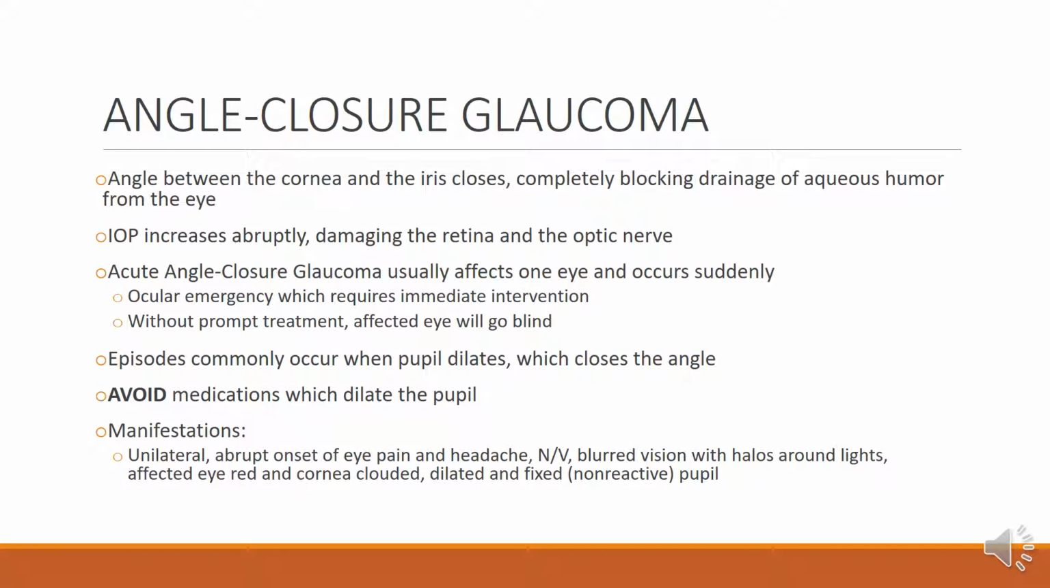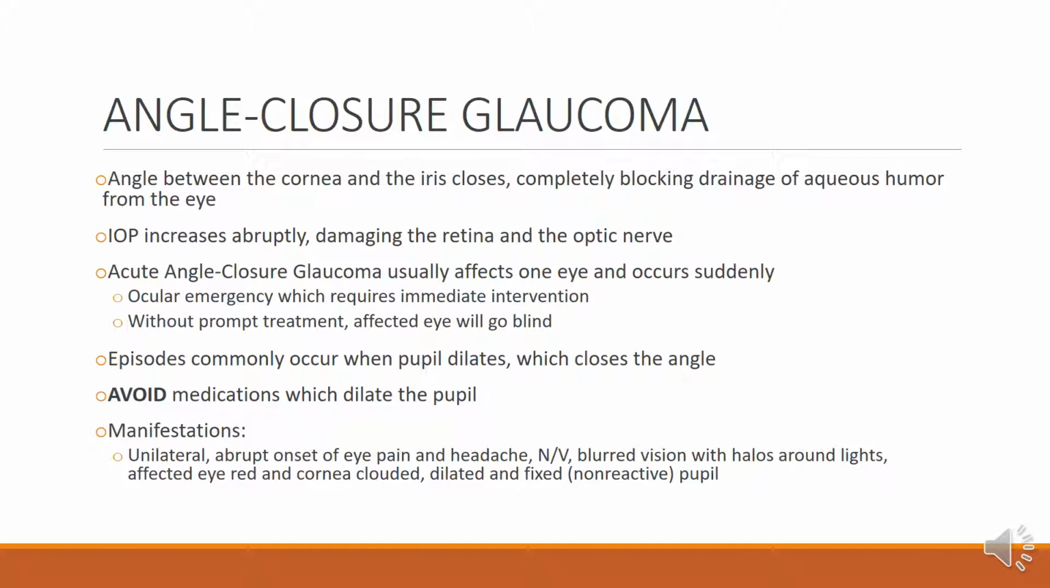And then when we look at angle closure glaucoma, or closed angle glaucoma, this is when the angle between the cornea and the iris closes completely, which blocks off that drainage of aqueous humor from the eye. This leads to an abrupt increase in their intraocular pressure. Because of this abrupt increase, it damages the retina and the optic nerve. In acute angle closure glaucoma, it usually affects one eye, and it occurs suddenly. As I said previously, this is an ocular emergency, and it requires immediate intervention. Without prompt treatment, that affected eye will go blind.